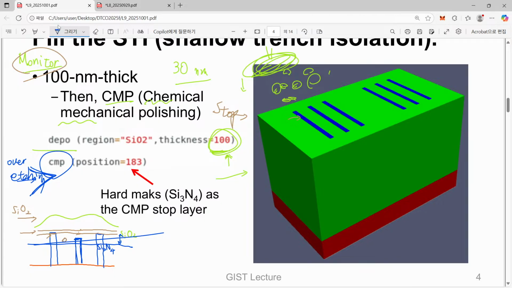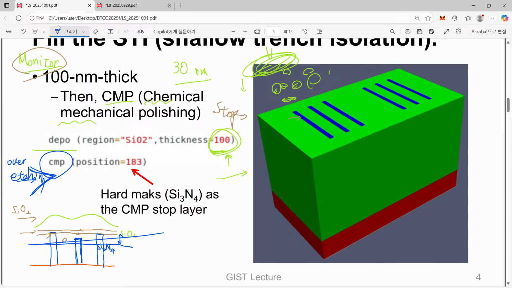Otherwise, if our starting profile has some differences depending on the position, then the non-uniformity of our final result can also be quite high. So that's the reason why we are using CMP extensively. And the natural question is, then is CMP free? No, CMP is not free. So we have to make a lot of effort to develop and use this CMP. But anyway, this is the way we get this plane surface.